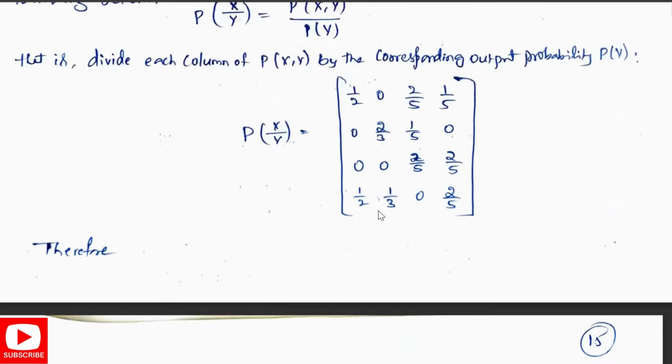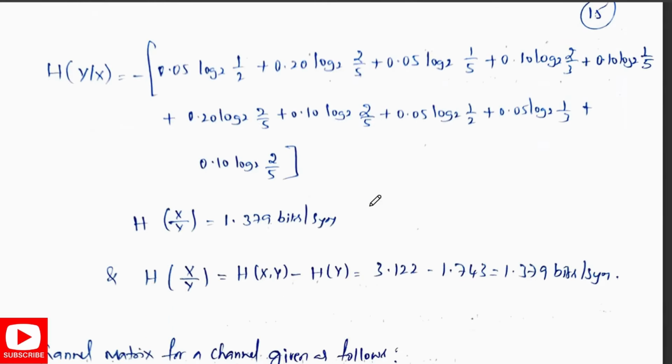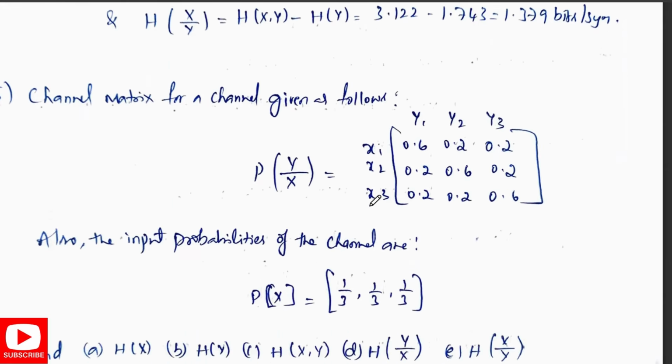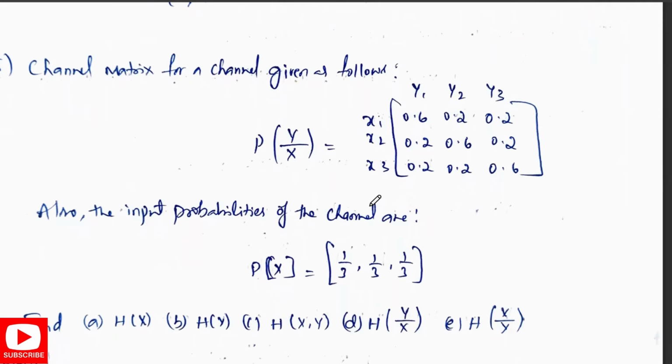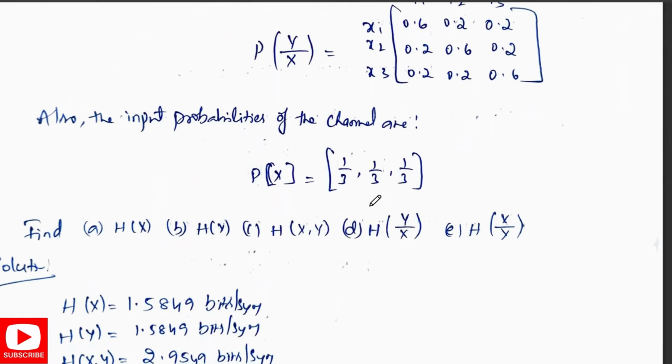So same thing, do it again for this row and you'll be getting this value. Now, the channel matrix is given, and the input matrix is also given. You need to find the same thing. As I said, this is an important question where you have to find all these values. It will be given in the exam.